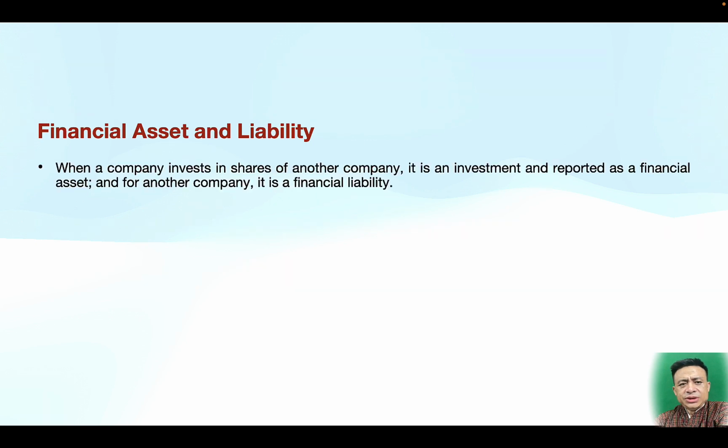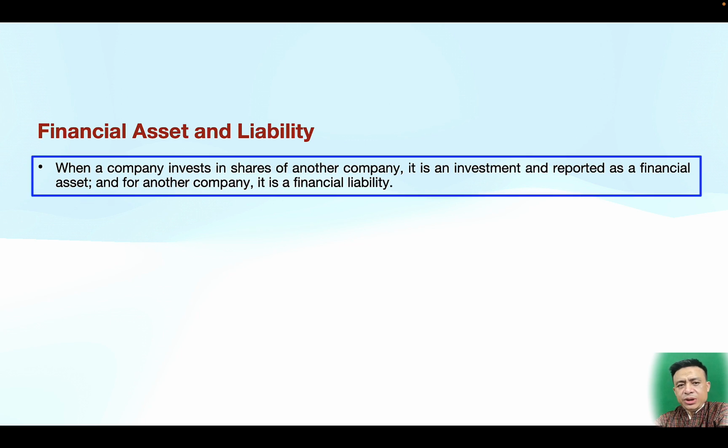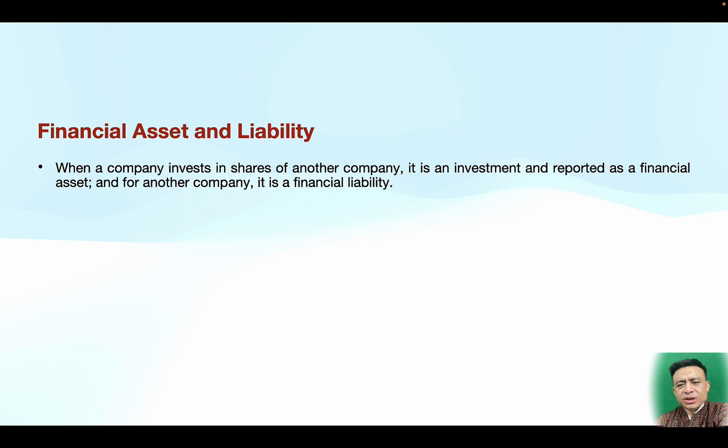Let's also look at financial assets and liabilities. When a company invests in a share of another company, it is an investment and reported as a financial asset. And for the other company, it is a financial liability. For the company that issues the shares, it becomes a liability, and for the company which purchases the shares of another company, it is reported as a financial asset.